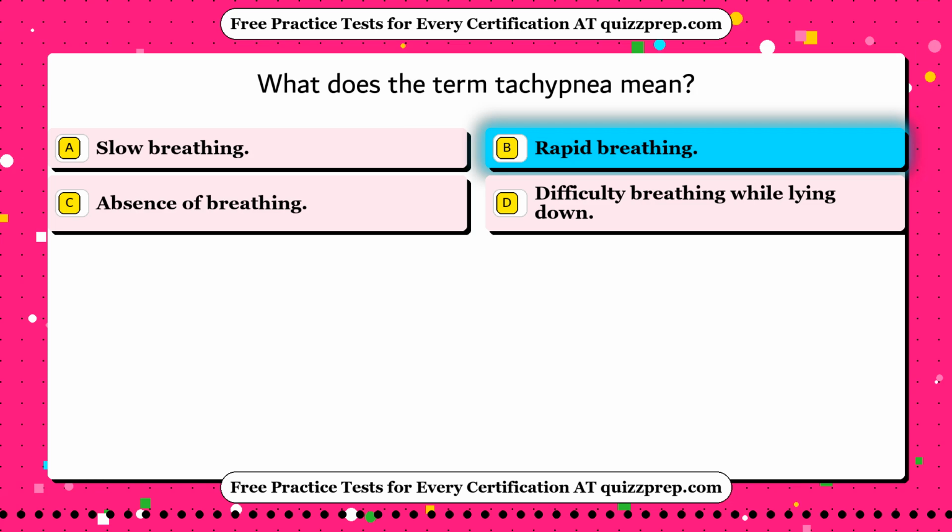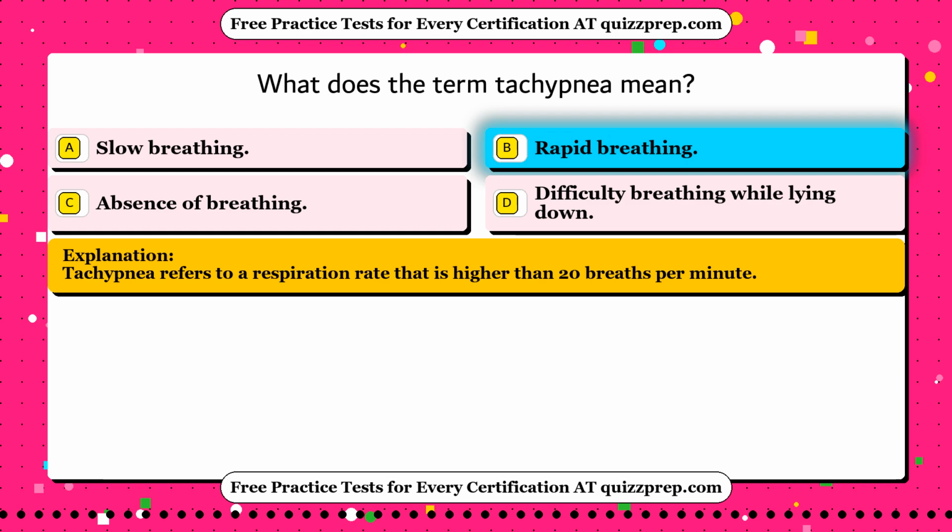The correct answer is option B, rapid breathing. Tachypnea refers to a respiration rate that is higher than 20 breaths per minute.